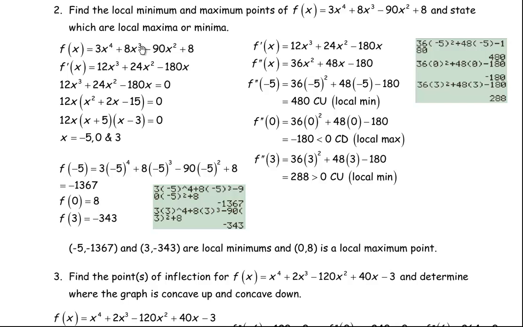3 times 8 is 24. Decrease the exponent to 2. 2 times negative 90 is negative 180. Decrease the exponent to 1. 8 is a constant, so its derivative is 0. So that's our first derivative.